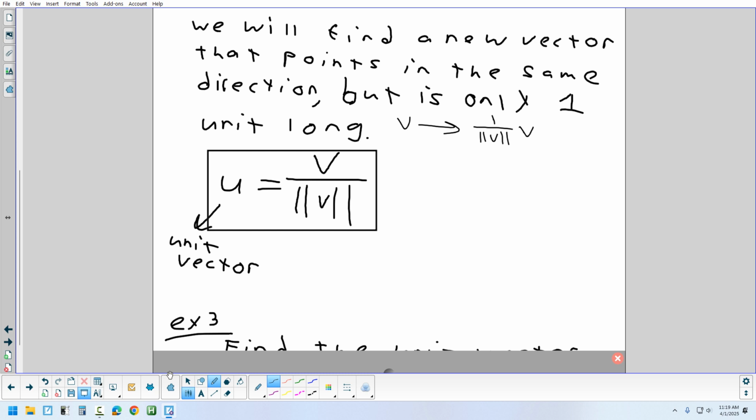There's only one vector you can't turn into a unit vector. What vector is that? The 0 vector. Because it has a magnitude of 0, and if you flip 0, you get undefined. So you can't use the reciprocal of the magnitude. But that's a special case.